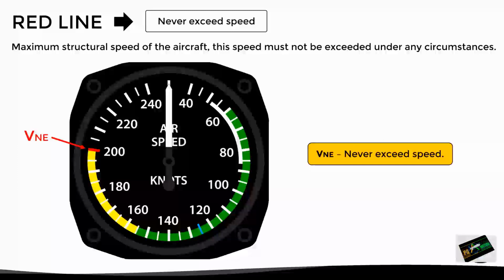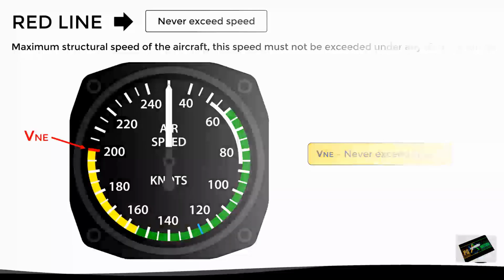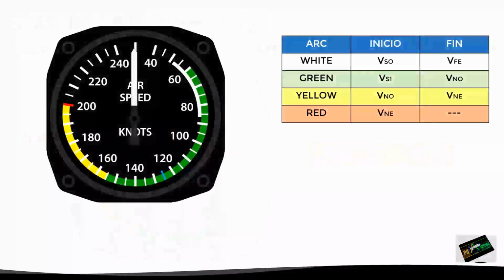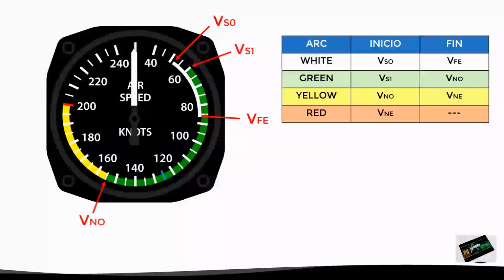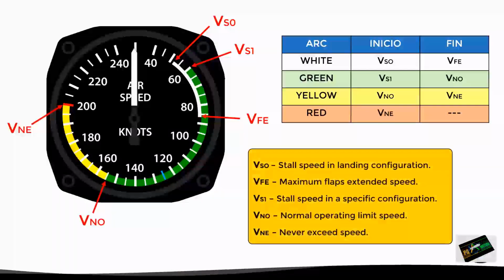Let's see a little summary of the different colored arcs and speeds. The white arc starts at VSO and ends at VFE. The green arc starts at VS1 and ends at VNO. The yellow arc starts at VNO and ends at VNE. And finally, the red line represents only the VNE.